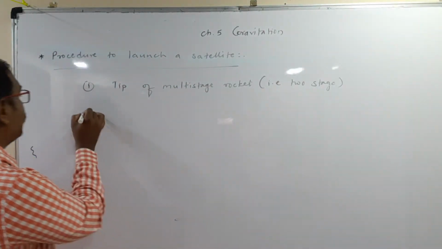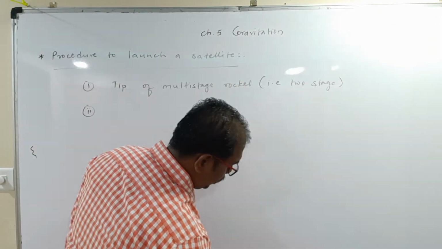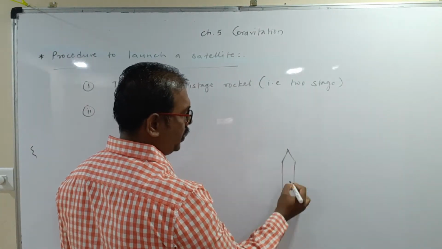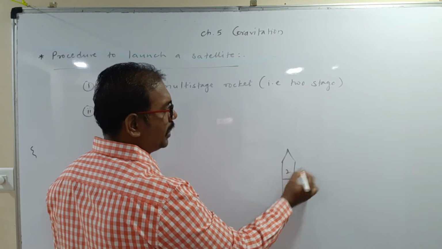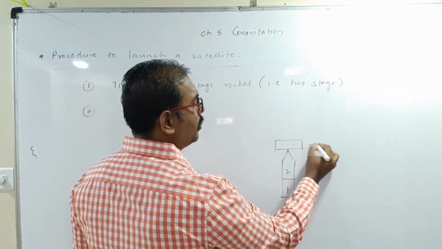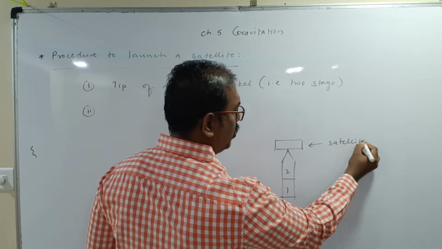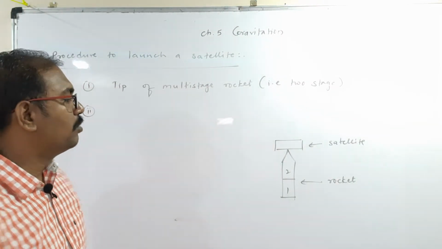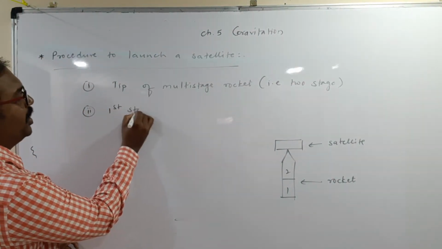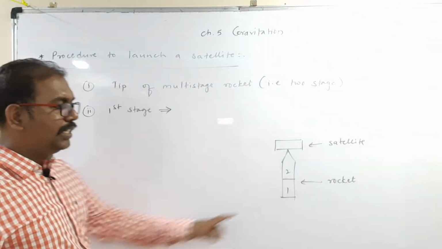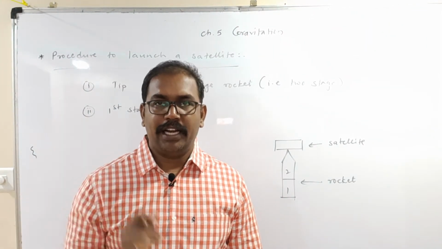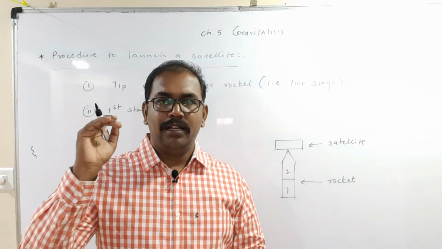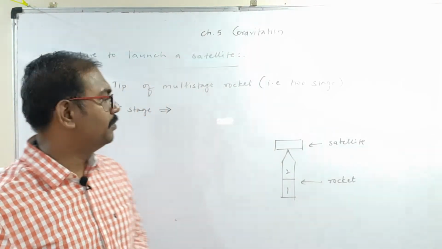Now second step. I consider here that this is Earth, and here it is a rocket. This is the first stage, this is the second stage, and here is the satellite. Initially, the first stage of the rocket is ignited, and by using this first stage, the satellite attains the desired height.